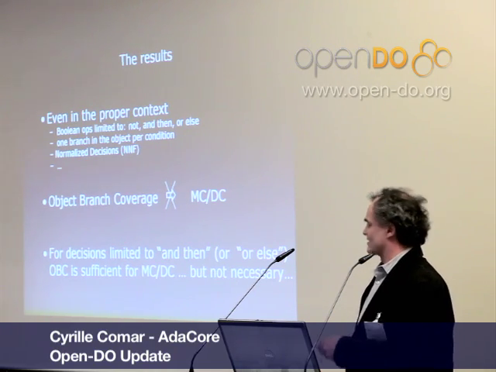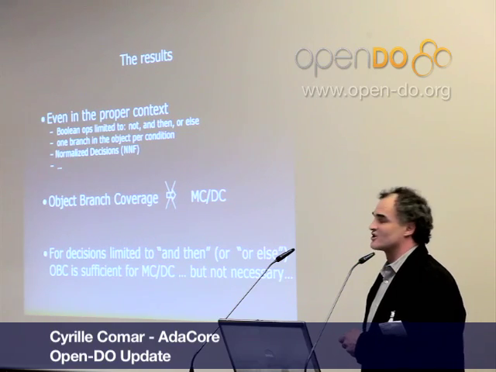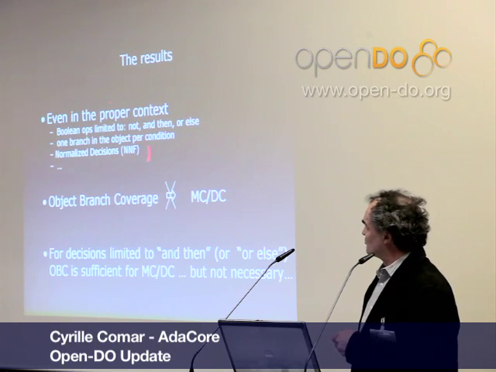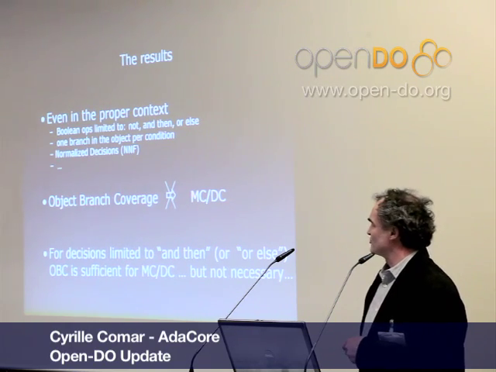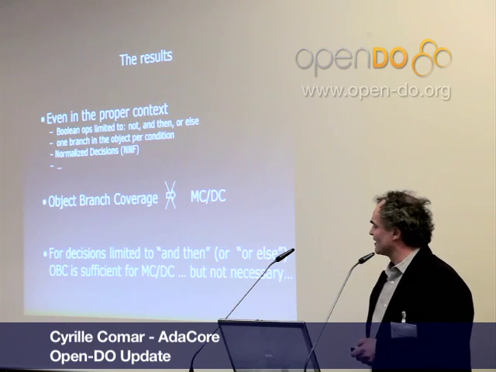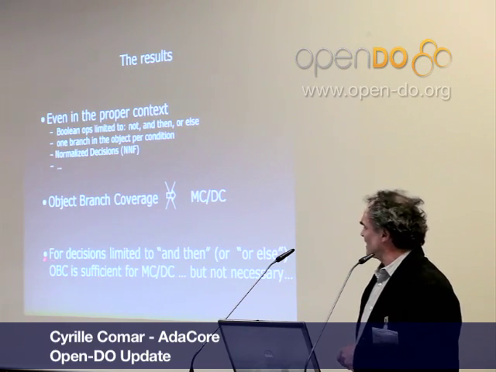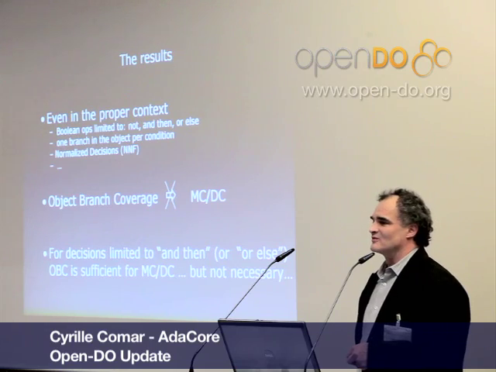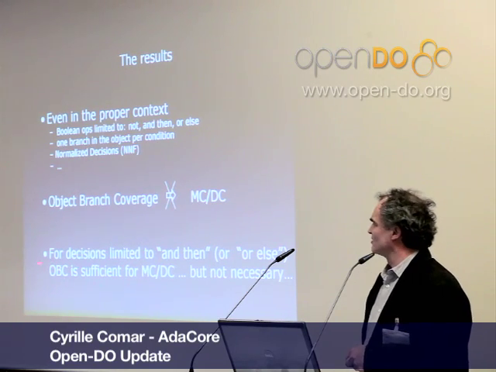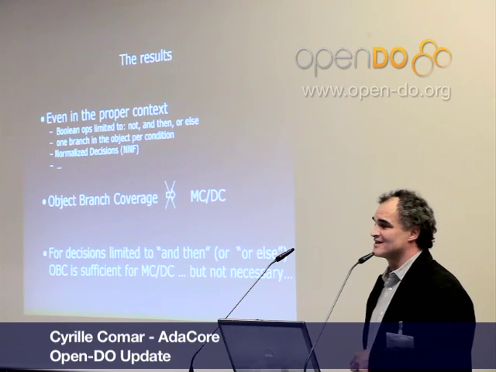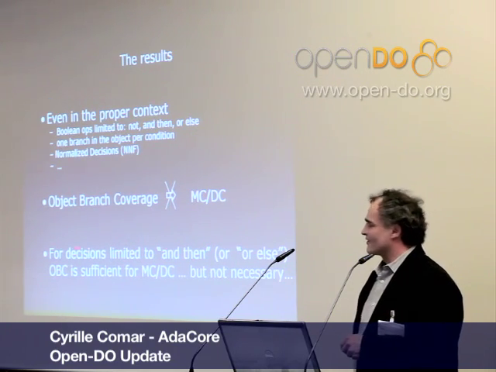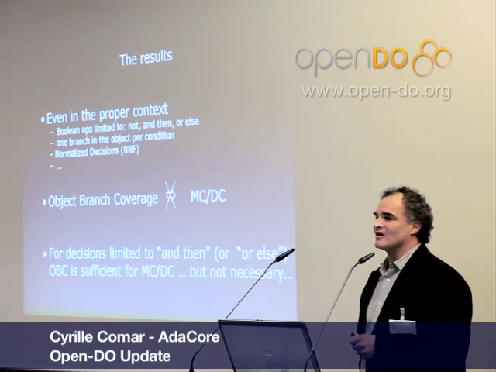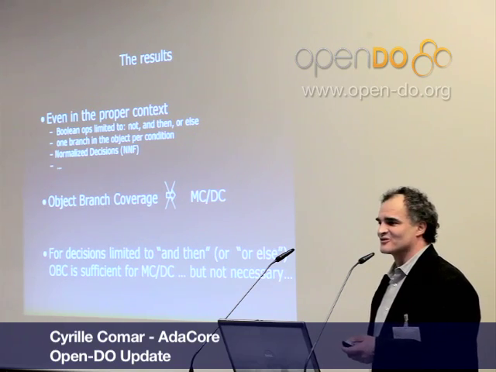So the first result is that when the code generator and the restrictions on your language are sufficient, even in the best possible conditions, you will not have the implication that object branch coverage implies MCDC. That's what I mentioned first. The second conjecture was that if the decisions are limited to and then, or else, then we were able to prove that object branch coverage is sufficient for MCDC, but in fact it is not necessary. That is to say, there are other expressions than those simple lists of and then, or else that meet our criteria.